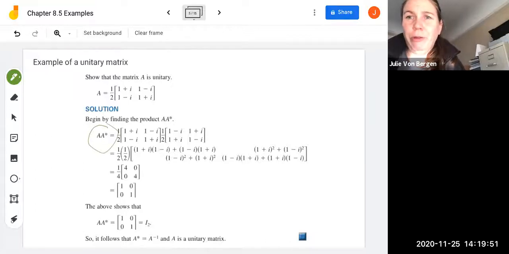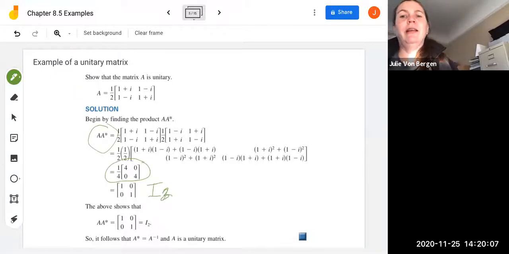So you can see here as we work through the multiplication, the two 1/2s come out front, and we end up getting a quarter multiplied by the 2 by 2 matrix with 4, 0, 0, 4, which just gives us I2, the identity matrix in 2 dimensions. And so we see, okay, A multiplied by A conjugate transpose is the identity matrix. So it follows that A is a unitary matrix because its conjugate transpose is also its inverse.